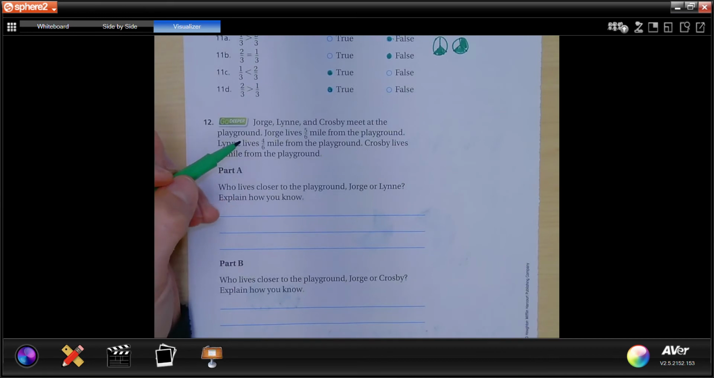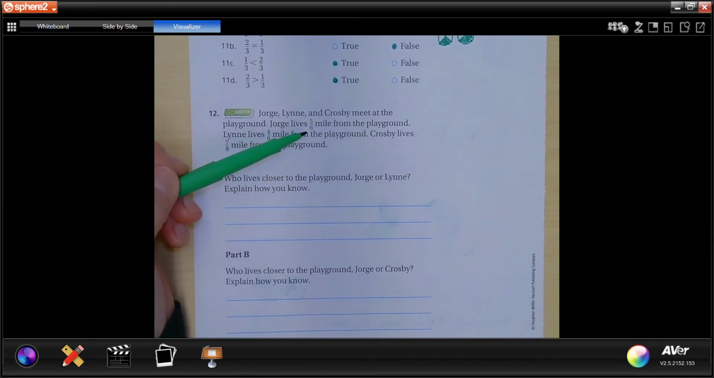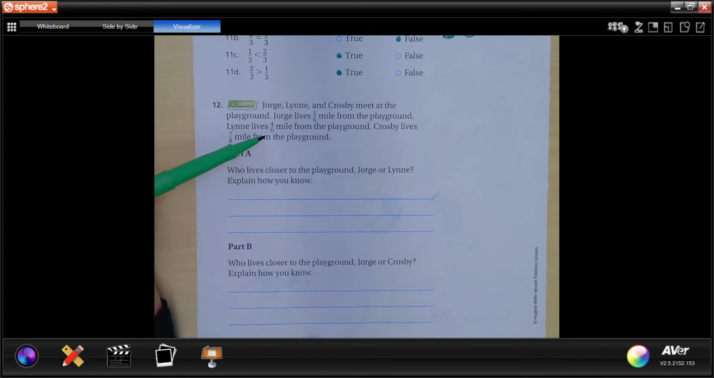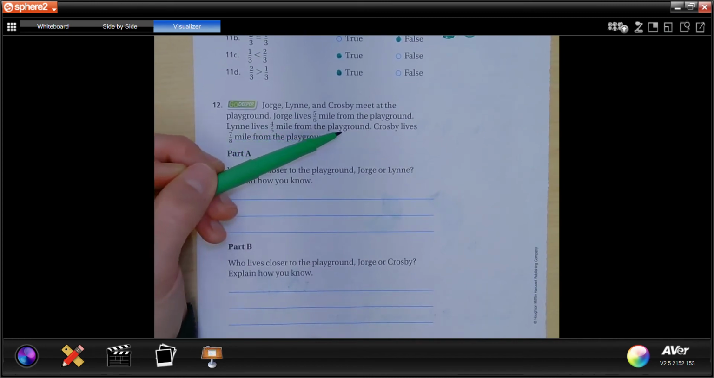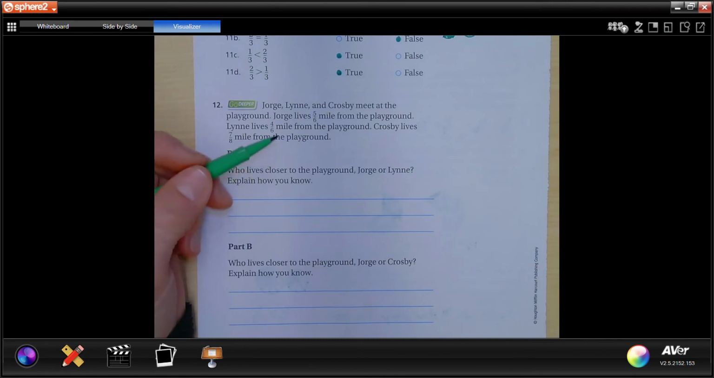Number 12. George, Lynn, and Crosby meet at the playground. George lives 5/6 of a mile from the playground. Lynn lives 4/6 of a mile from the playground. Crosby lives 7/8 of a mile from the playground. Part A. Who lives closer to the playground, George or Lynn? Explain how you know.